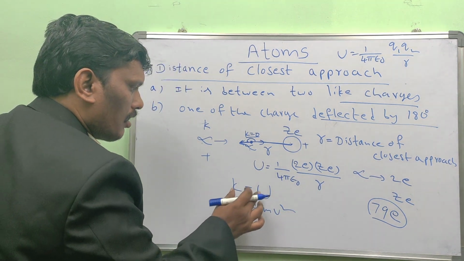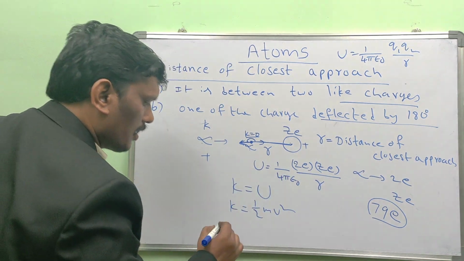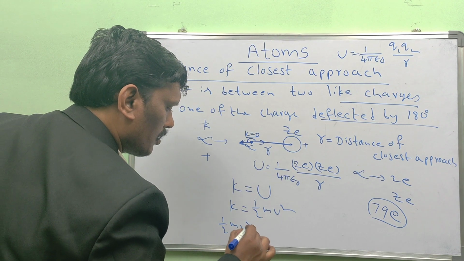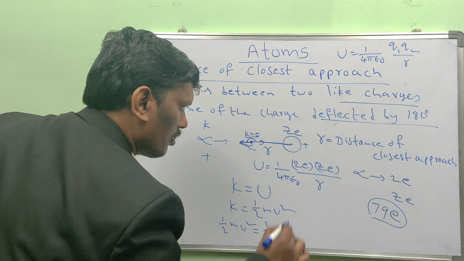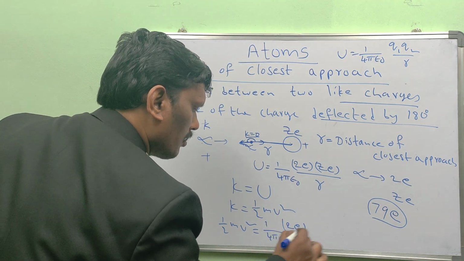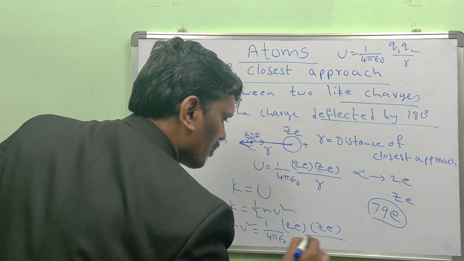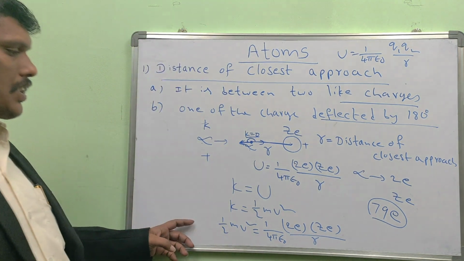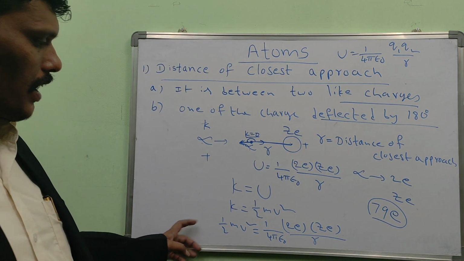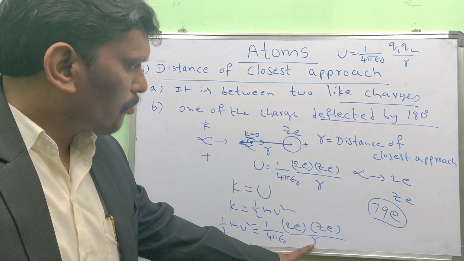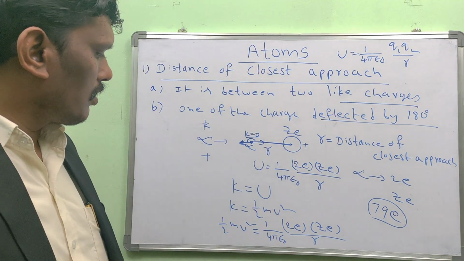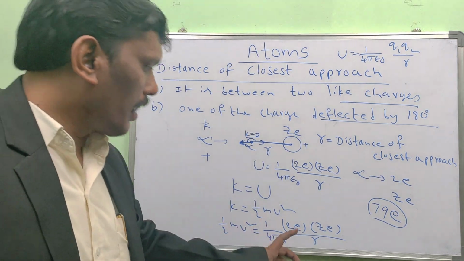If you want to equate these two, that is half mv square is equal to 1 by 4 pi epsilon naught 2e times ZE by R. By using this formula, anyone can calculate the required one. So if suppose you require the closest approach distance, meaning R, can you calculate?